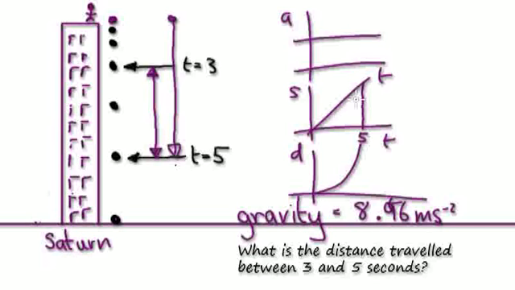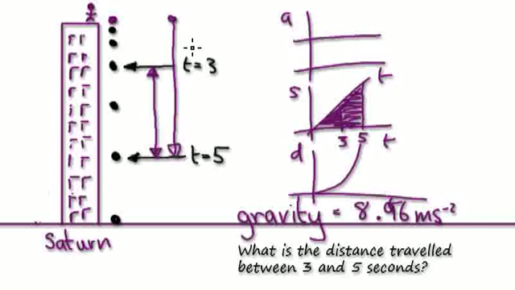Well, this here would be 5. You would work out the whole triangle here. But because you want to know between 3 and 5, three is here. You basically want to know this area here. That would represent the distance traveled between 3 and 5. It's just like you doing this.